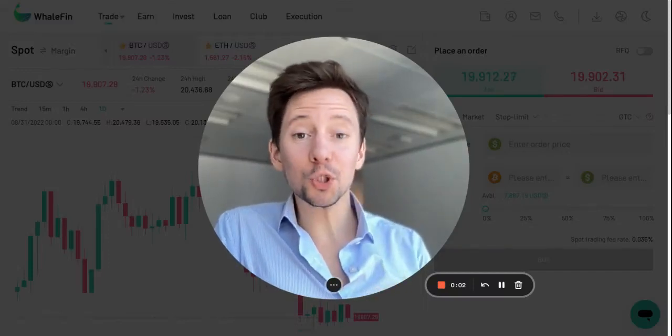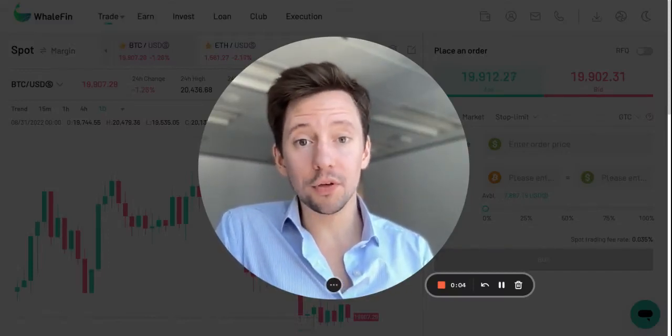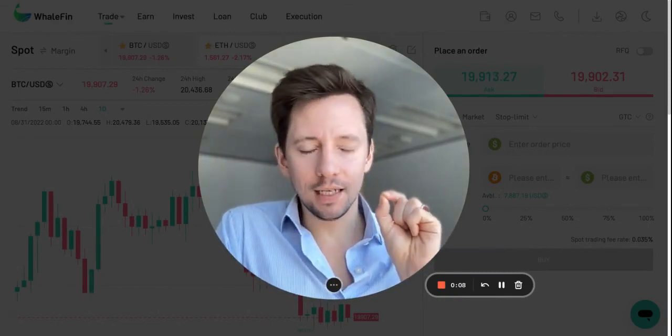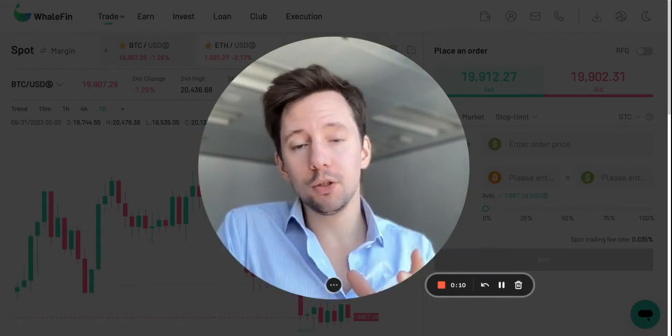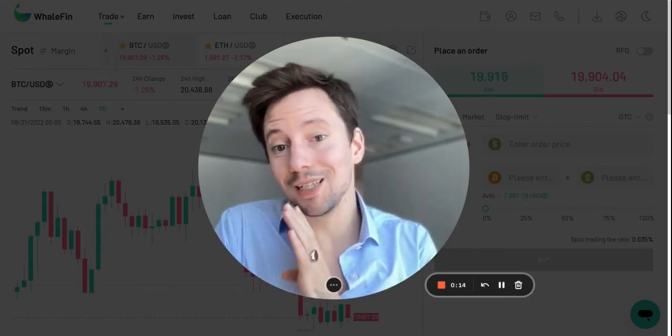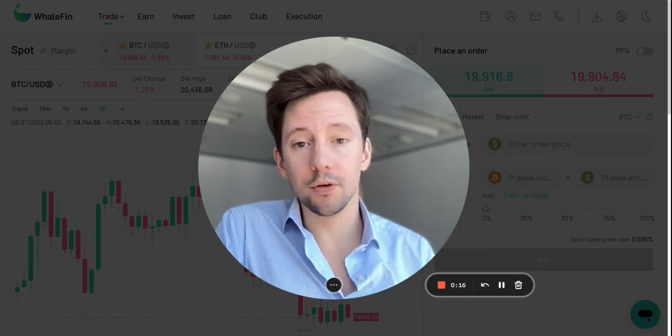Hi, so today I want to show you a super cool tab on the WhaleFin web platform, although it's also available on the app, which is the Invest tab. And I'm going to show you how I use it to optimize my holdings and my entry into a given asset, in this case, either Bitcoin or Ethereum.